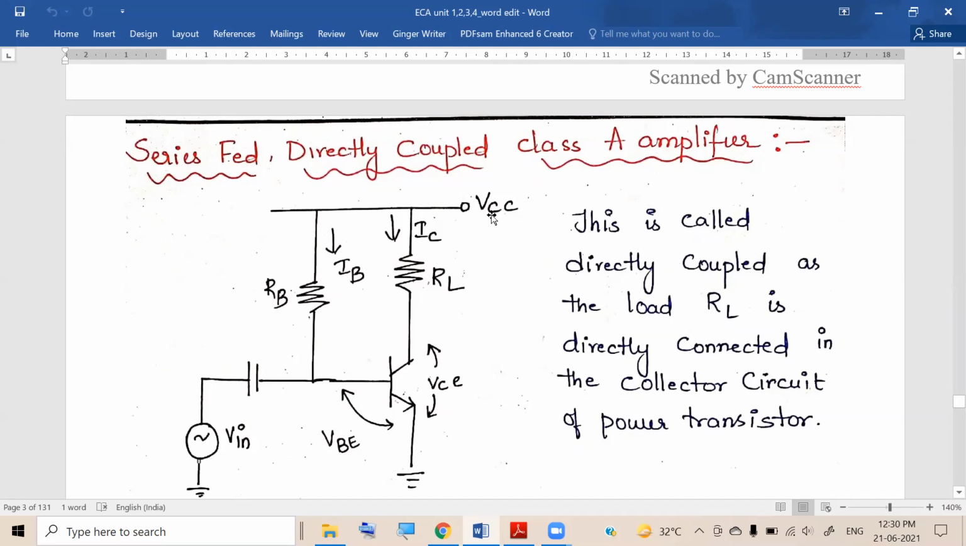Anyway, for the current drawn from the DC source, we have two currents, IB and IC. You know KCL means the currents in these two branches will be equal to the current here. Means the current drawn from VCC will be what? Anybody? What will be the current drawn?